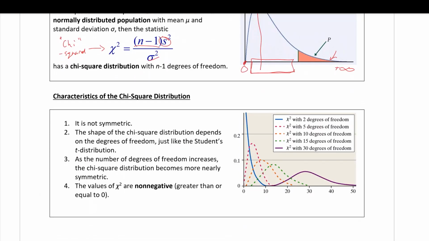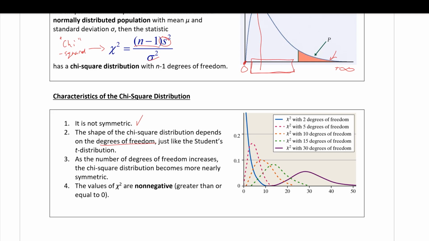All right, so what are the characteristics of the chi-square distribution? Well, the first thing is that it's not symmetric. That's the first thing that you notice. Now, the shape of the chi-square distribution depends on, again, the degrees of freedom, just like the student's t distribution. So the degrees of freedom is related to the sample size. So the larger the sample size, this chi-square distribution starts to look a little bit different.